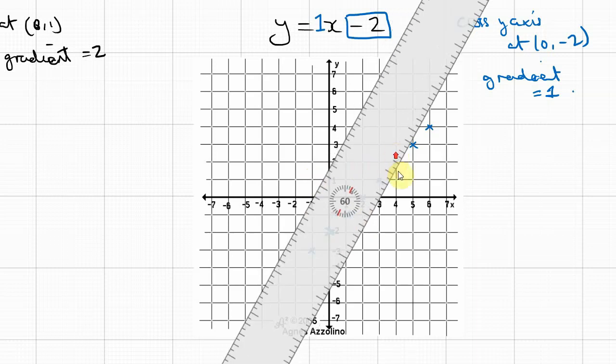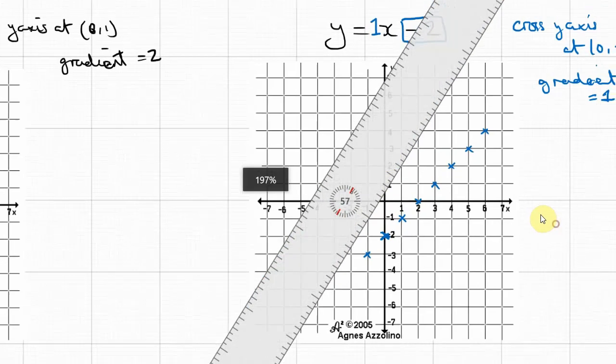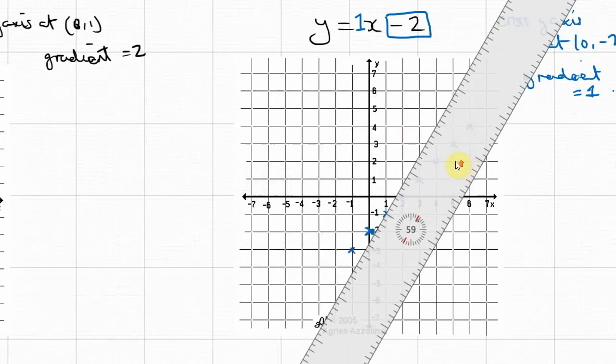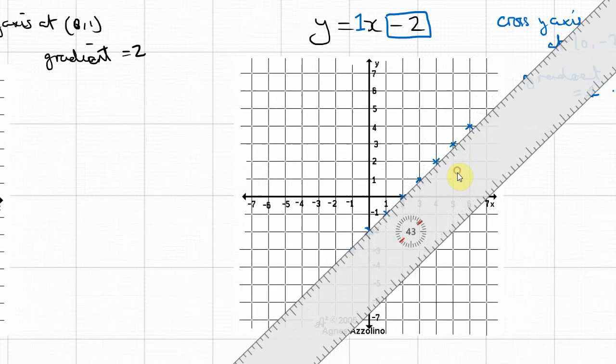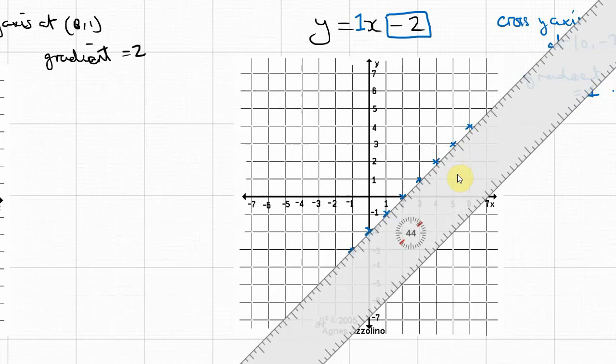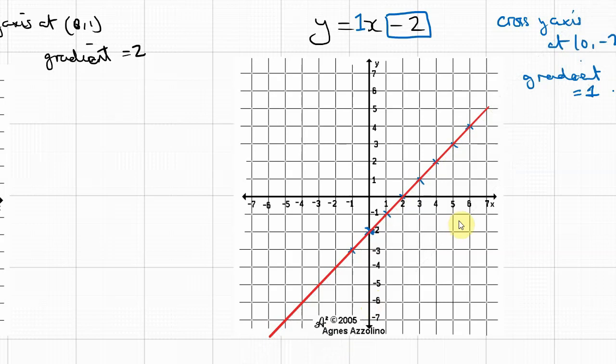Stick your ruler between them points when you think you've got a decent amount of coordinates on your graph. Generally 3 I always say is fine, because with 2 you can't tell if it's a straight line or not if you've made a mistake. With 3 you can spot if you've made a mistake because them 3 points should all fall in a line. Obviously the more points you do, the more certain you are you're correct, but 3 or 4 is always sufficient. Go all the way through your graph and that would be our line y equals x minus 2.